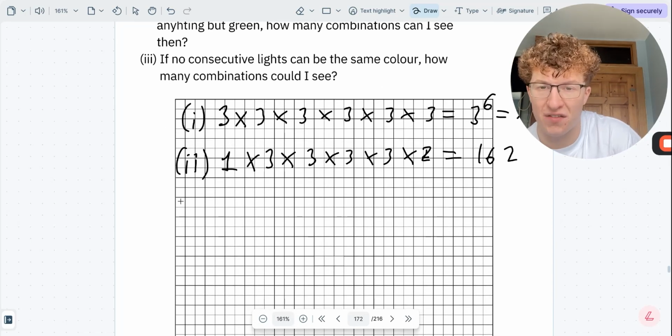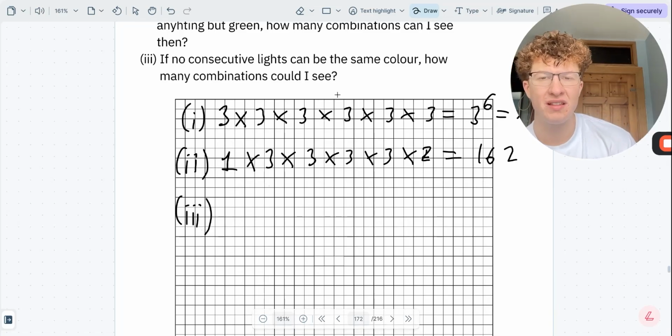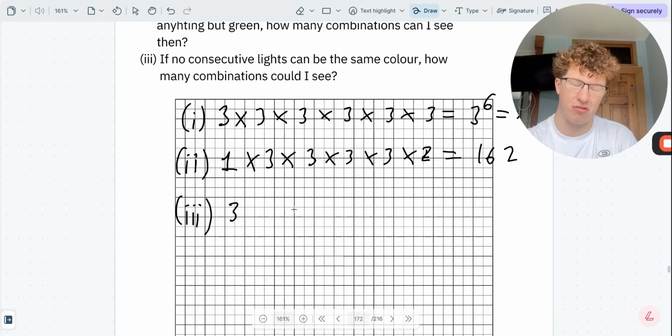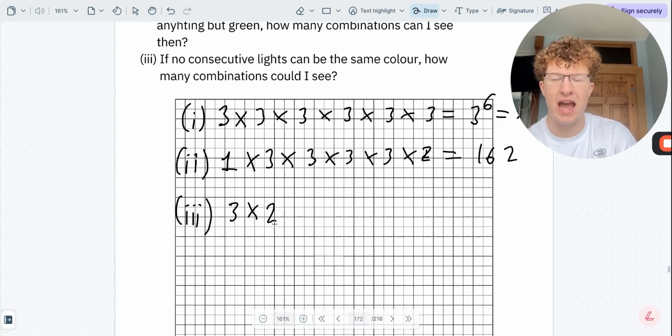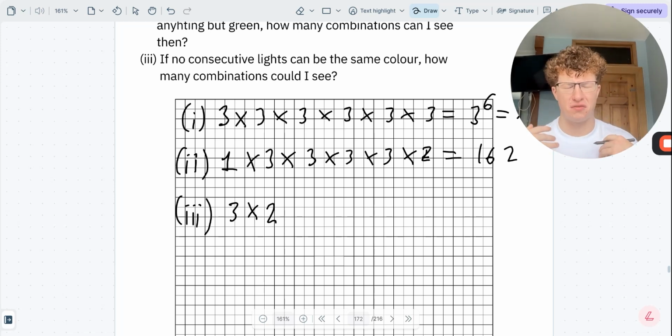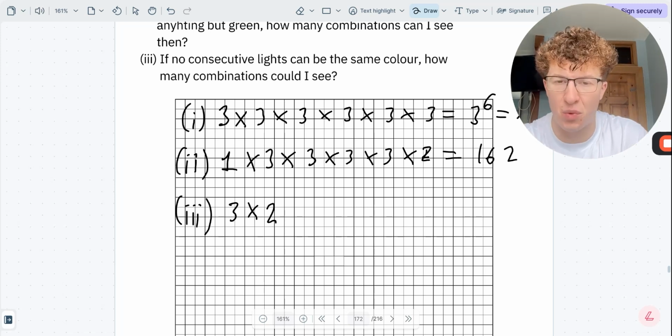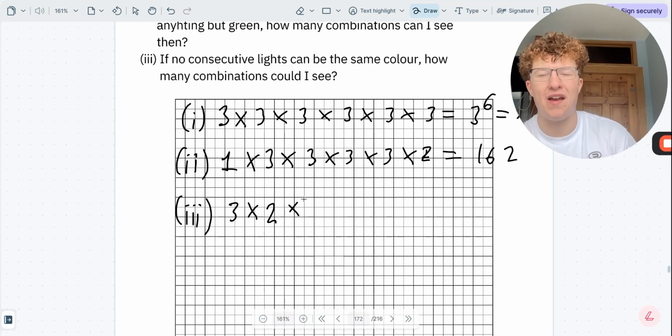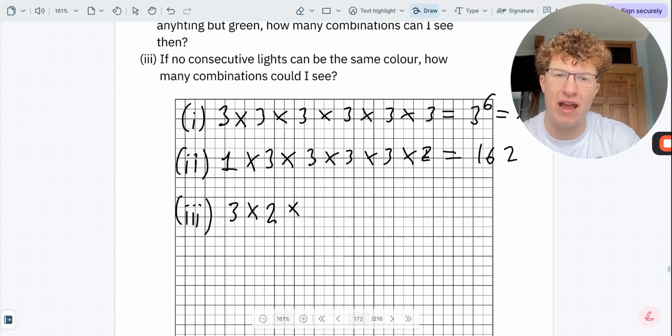If no consecutive lights are the same color, how many combinations could I see? Now, think about it again. So no consecutive lights can have the same color. So the first one can be any of the 3. The second one can't be what the first one was. Say if the first one was green, the second one would have to be amber or red. Then the third one, well, if the second one had to be amber or red, then the next one has to be either green or the one that wasn't chosen from before.